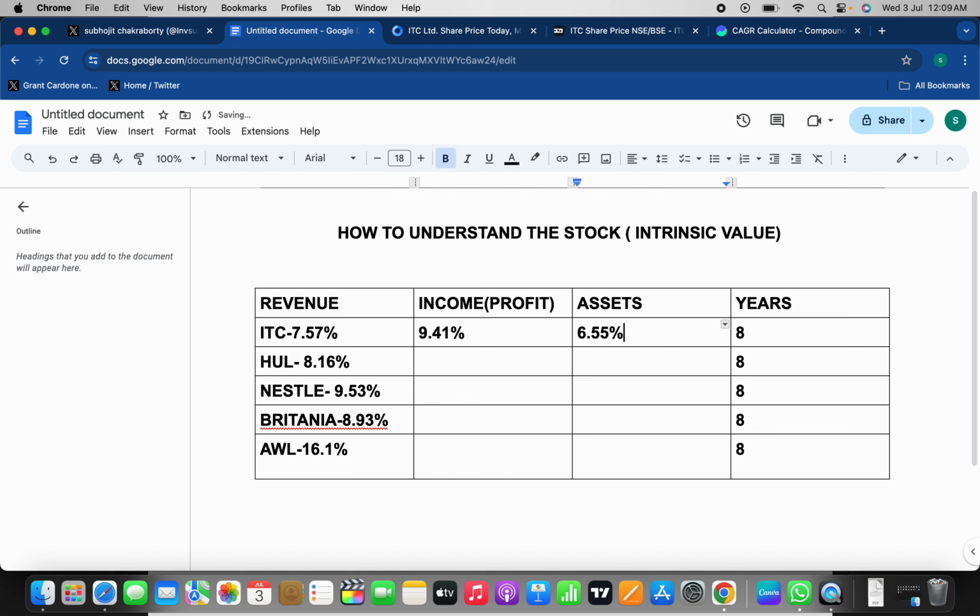6.55%. Okay, so ITC has a revenue which is increasing at 7.57%. Income profit, net profit, is increasing by 9.41%. Assets are increasing by 6.55%. Similarly, if I check this same thing around for Hindustan Unilever and assets, right? Can we calculate the exact valuation of these two particular shares as well?